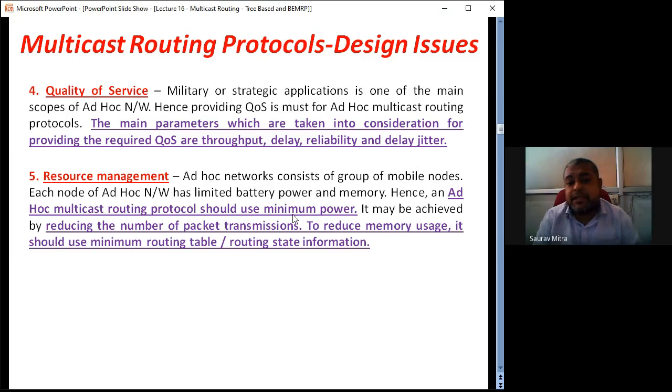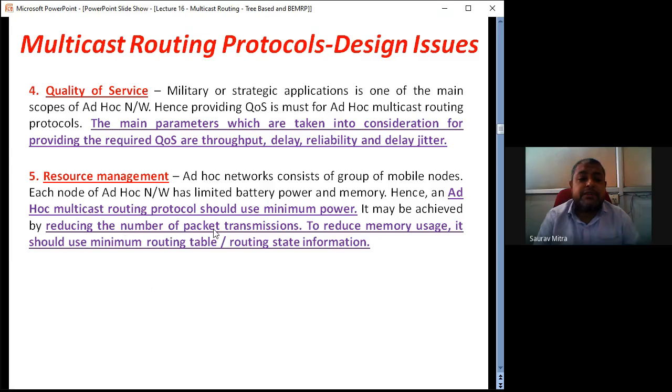And there is resource management. So there are mainly two resources. One is bandwidth and one is power. Okay, so both resources should be utilized very judiciously, very properly, so that whenever required at that time, maximum power should be used for transmission and reception. So ad hoc network consists of group of mobile nodes. Each node in ad hoc network has limited battery power and limited memory. Hence, ad hoc multicast routing protocol should use minimum power so that the node lifetime will increase. If node lifetime increases, then network lifetime increases.